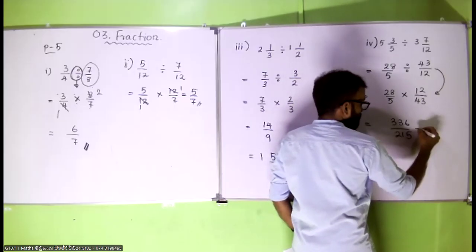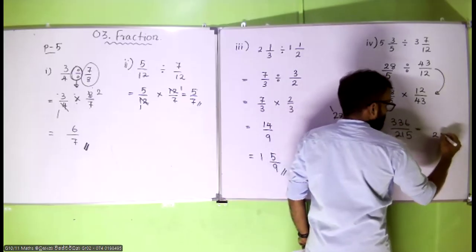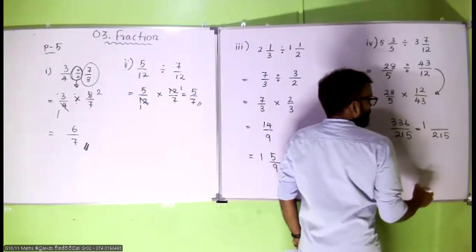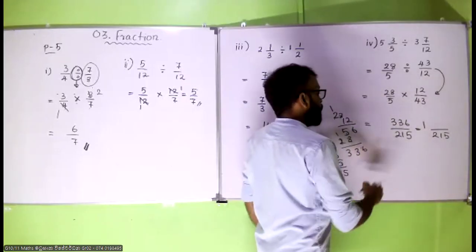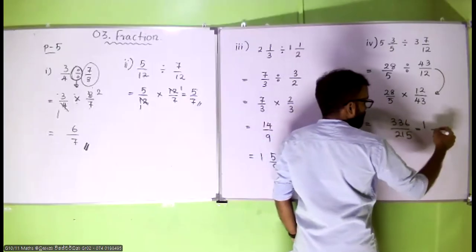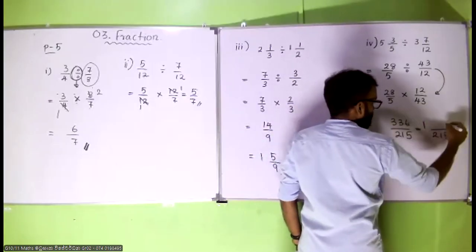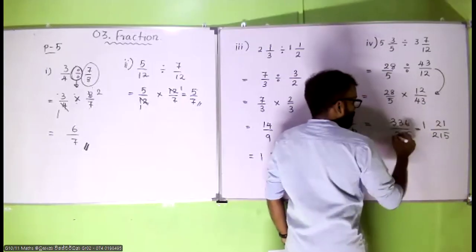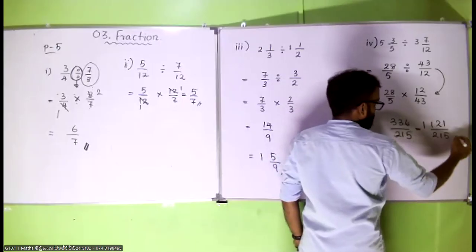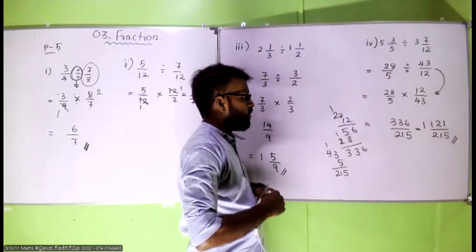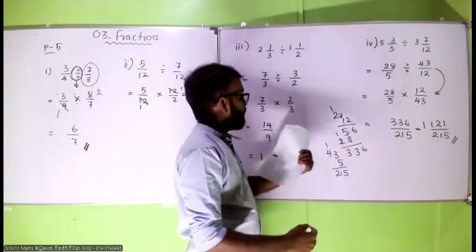Right. So this is an improper fraction. So keep this in the mixed number form. There are 1, 215 for 336. So get the subtraction. 336 minus 215, the answer is 121. This is your answer. Right? 1 and 121 upon 250.